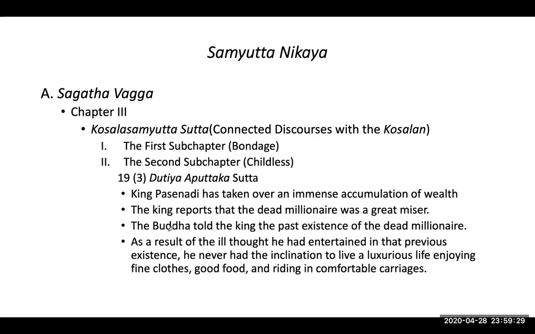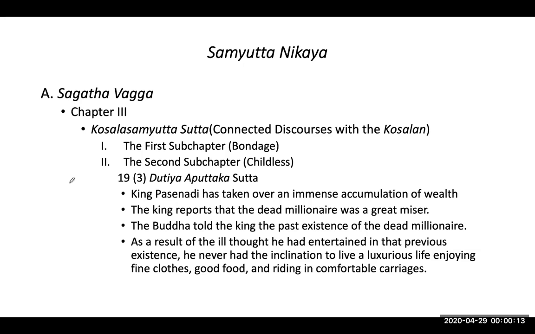Another sutta is named Dutiya Aputtaka Sutta, chapter 3 under the Sagathavagga. And there's some story. The Buddha tells some story to King Pasenadi. The background of this sutta is that King Pasenadi has taken over an immense wealth. So King Pasenadi can get huge wealth, immense wealth.